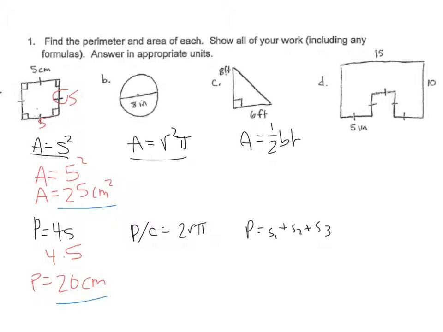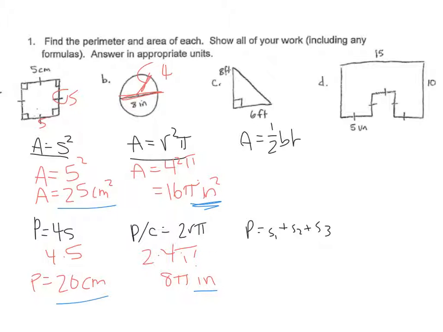Letter B, if the diameter is 8, the radius has to be half that, so it's 4. So the area equals 4 squared pi. The area equals 16 pi. This is exact. You can leave your answer like this. It's inches squared. Circumference is 2 times the radius, which is 4, times pi. So it's 8 pi inches. Again, make sure that you have inches squared for area and inches for perimeter.